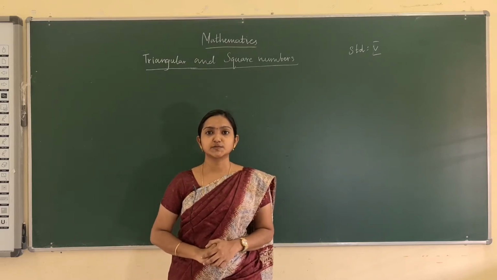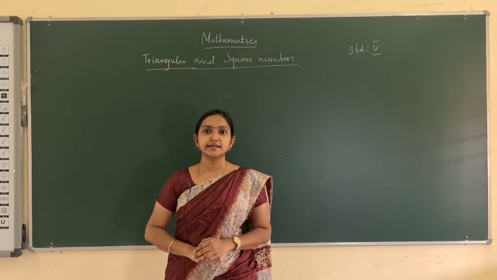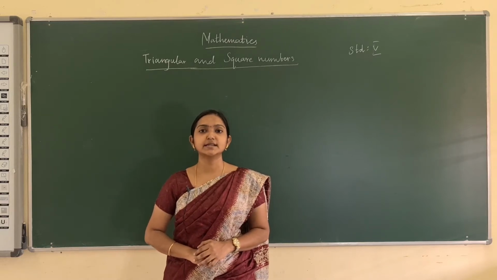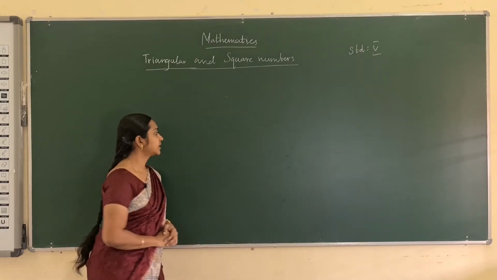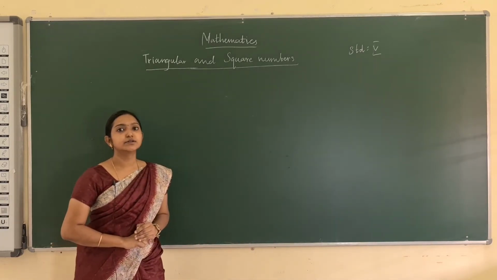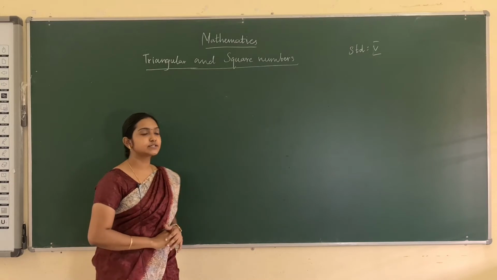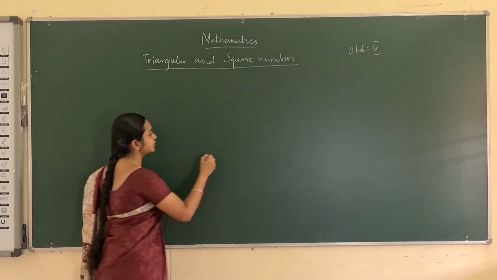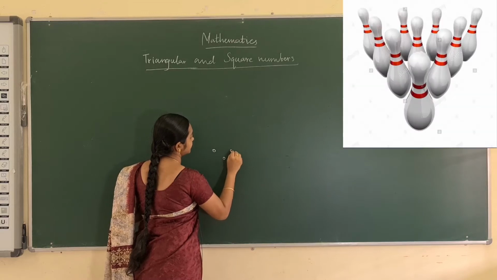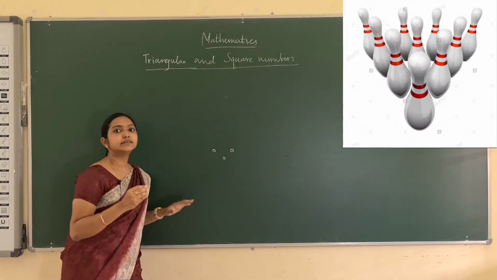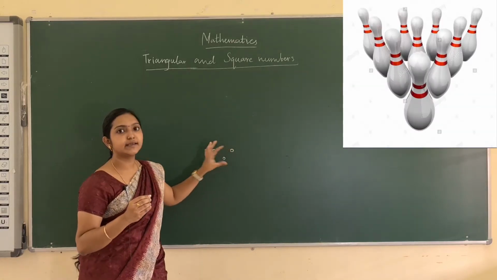Subha is watching a sports channel. In that sports channel they are telecasting the 10-pin bowling sport. In that sport, Subha is surprised to see the arrangement of the pins. She draws that arrangement on paper.